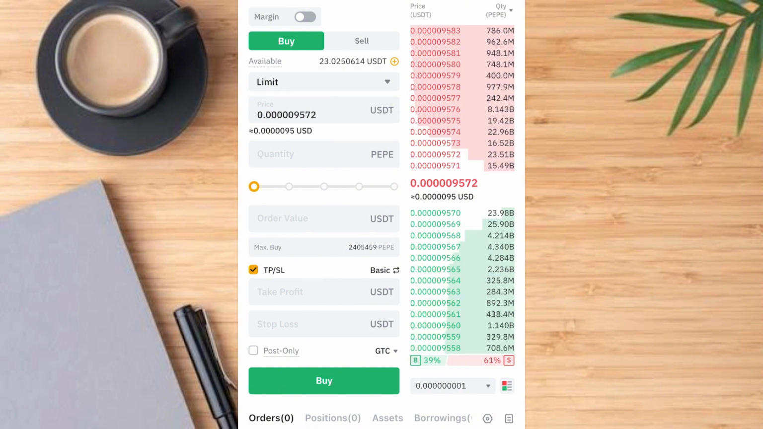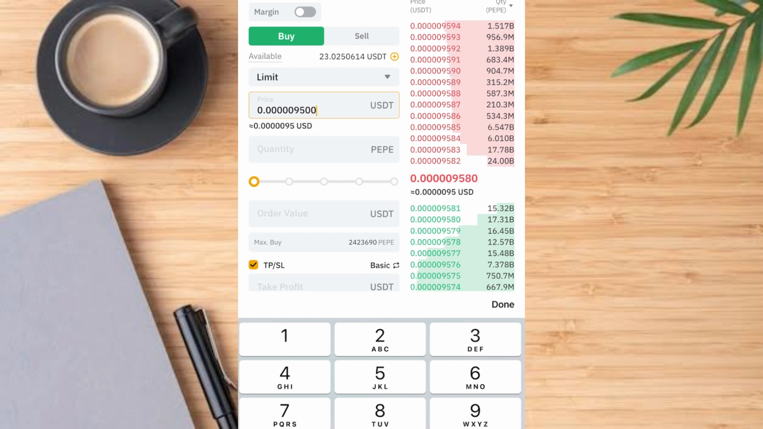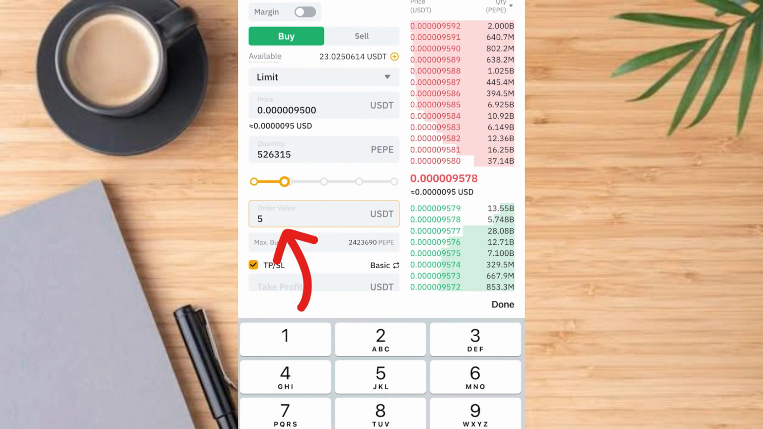Now what is the quantity of Pepe I want to buy? So now I will just enter the price I want to buy that Pepe into this place. Don't forget that this one in the red is the current price of Pepe. So I want to buy Pepe when the price falls to 95550. So I will buy Pepe when the price falls to this. Then here, let me enter the amount of USDT I want to buy. Let me say I want to buy with $5. That is 5 USDT. So let me enter 5 USDT here, and the amount of the price I want to buy the Pepe comes up here.